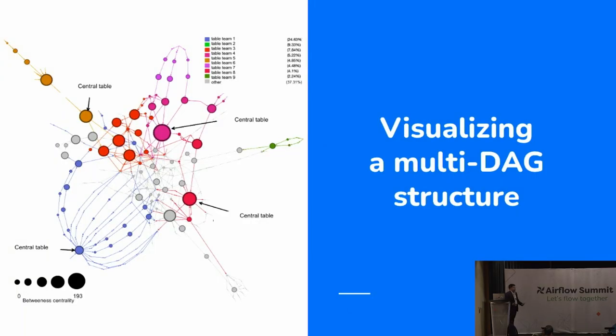Once we have all of this information, we can map it. And here I'm showing a graph of some example data, an example DAG that is created with multiple DAGs. Just looking at it, you can see that there are multiple teams that have different DAGs for themselves. Some teams are responsible for multiple DAGs. Some of them are more isolated. Some of them have a very linear structure, and some of them are more convoluted.